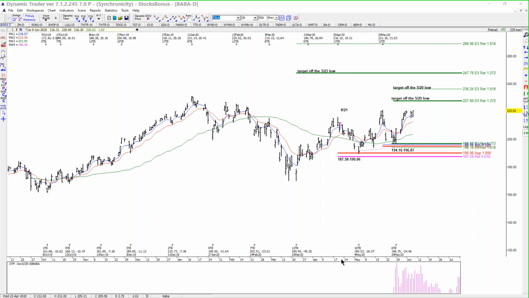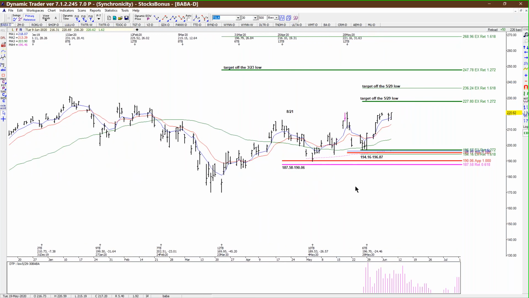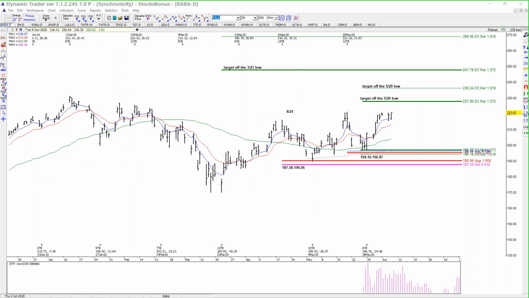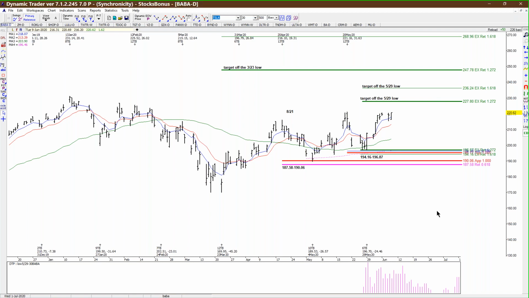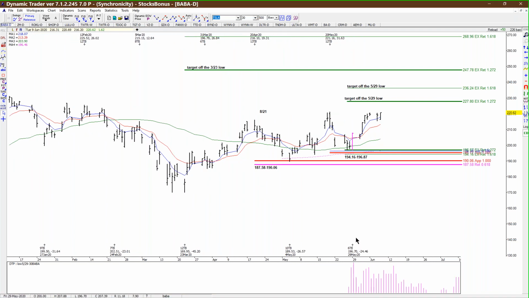Okay, so for example, if you guys followed this one for a while, we did have a nice pullback into support in BABA a while back. The zone came in 194.16 to 196.87. It was tested, it held, and it triggered, and it seems to be heading towards target number one. So target number one would be this 227.80 area. But what's going to tell you that you should take a trade against this area? Okay, and that's the triggers.